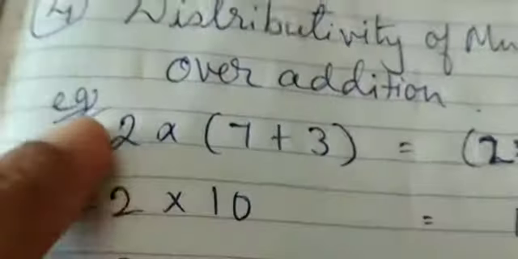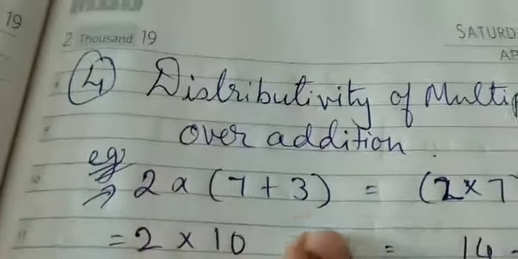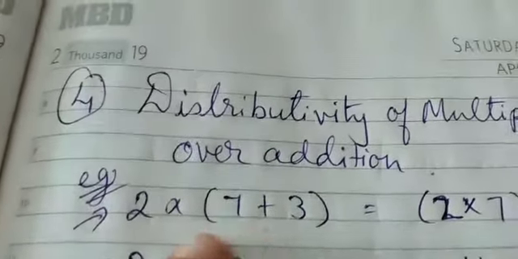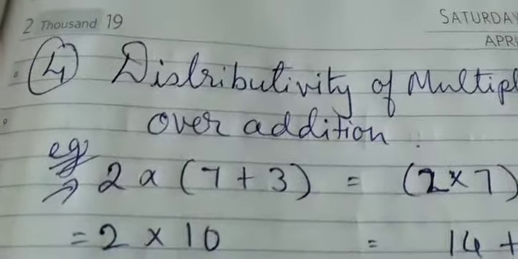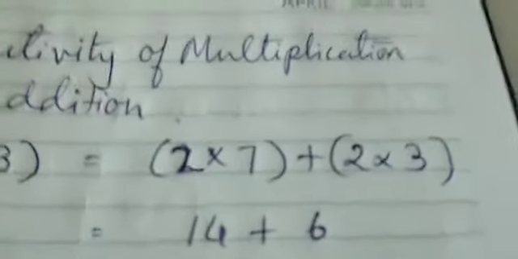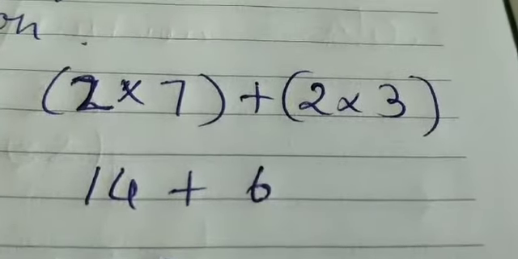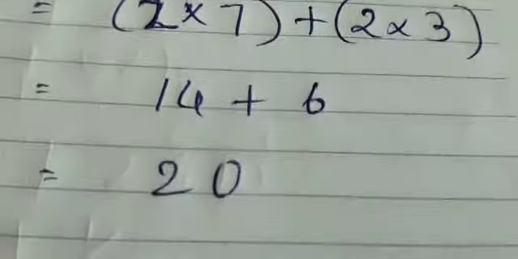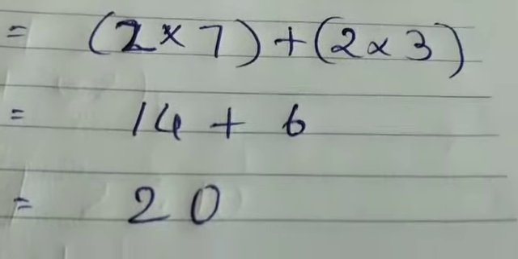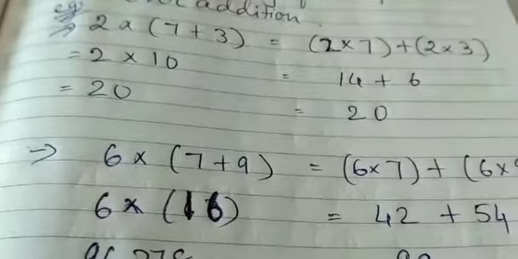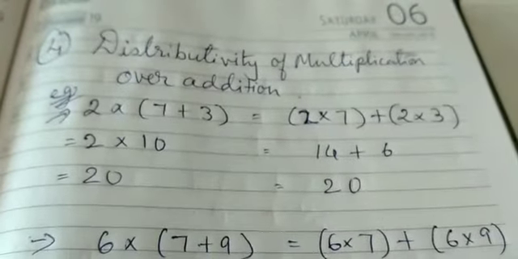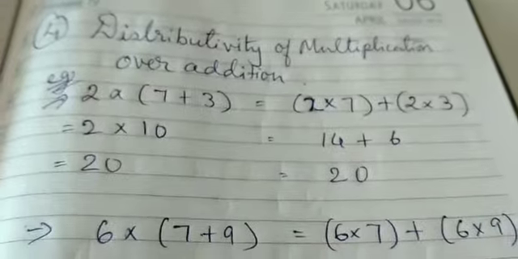कैसे खोलोगे? ये रहा. इसमें 2 is multiplied to 7 and it is also multiplied to 3. फिर दोनों आंसर को ऐड किया जाता है. Okay, let's see. 2 multiplied to 7 and 2 multiplied to 3, and both the answers are then finally added. 2 7s are 14, 2 3s are 6, and what do I get? 14 plus 6 is 20. Now are both the answers same? Yes. So distributivity of multiplication over addition.